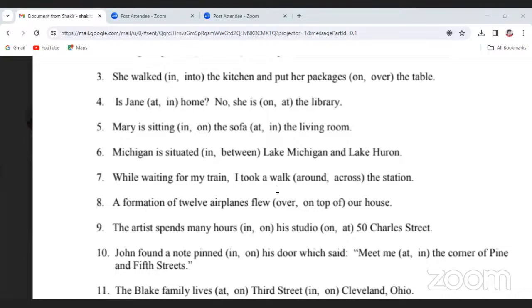Okay, we move to number 10. John found a note pinned dash his door which said, "Meet me dash the corner of Pine and Fifth Streets." Number 10, everyone. Please give it a try.